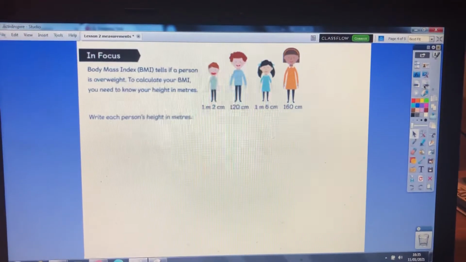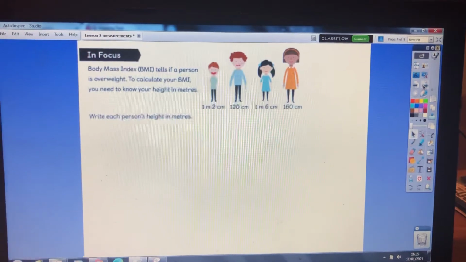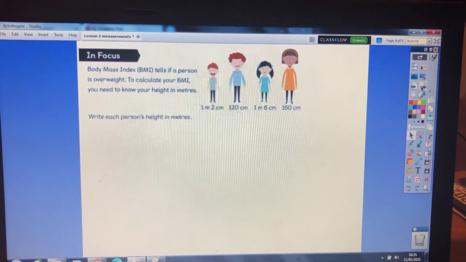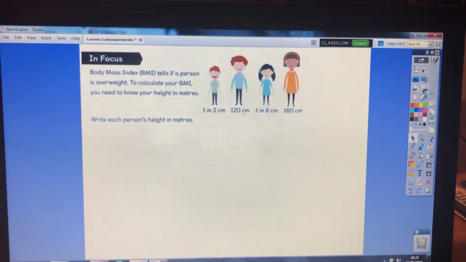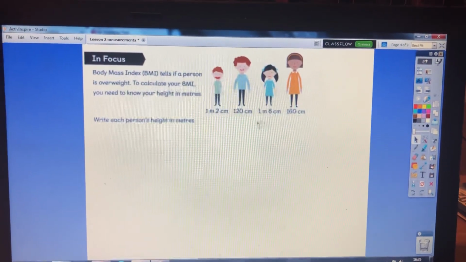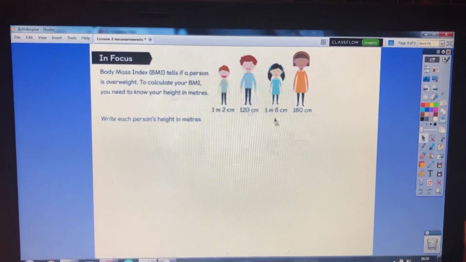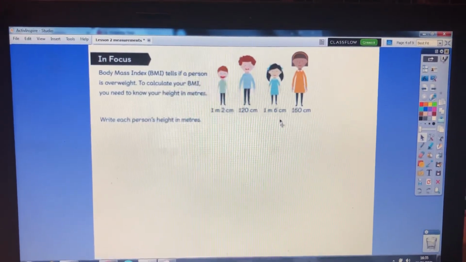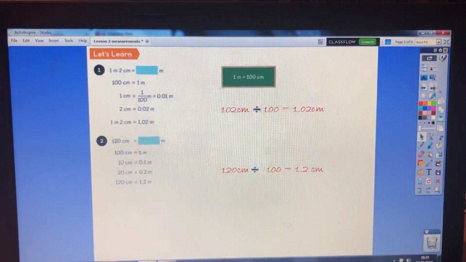Okay, on to the maths lesson now. So we'll start with our problem. Body mass index tells if a person is overweight. And to calculate your body mass index, you need to know your height firstly. So we've got 3 different heights here. We've got 1 metre and 2 centimetres, 120 centimetres, 1 metre and 6 centimetres, and 160 centimetres.